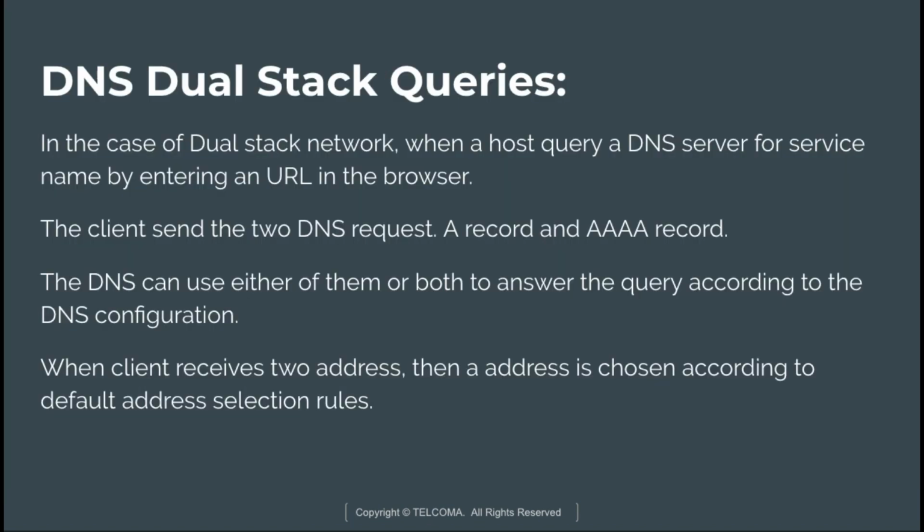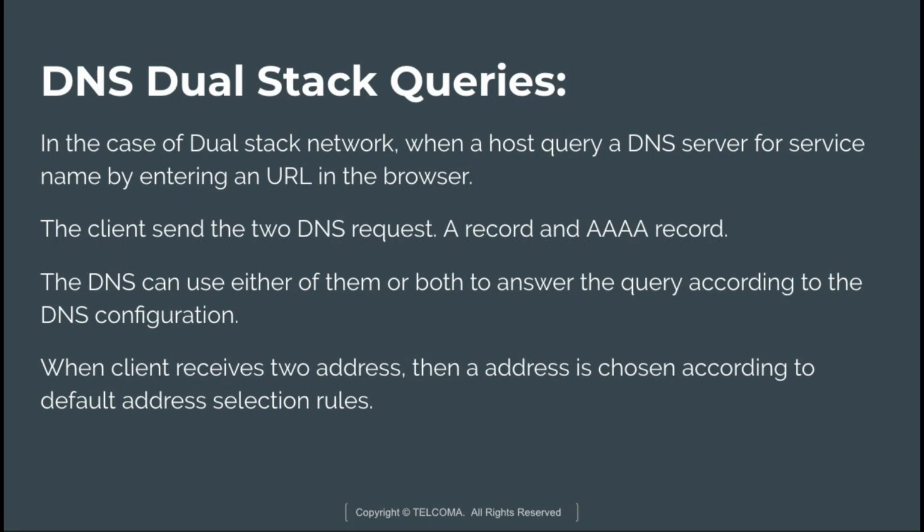After that, the next part is DNS dual stack query. In the case of a dual stack network, whenever a host queries a DNS server for a service name by entering a URL in a browser. A dual stack network is a network where we have IPv4 as well as IPv6 addresses present. So the client sends two DNS requests, an A record query and an AAAA record query. The DNS can use either of them or both to answer the query according to the DNS configuration. And when the client receives two addresses, then the address is chosen according to the default selection rule.